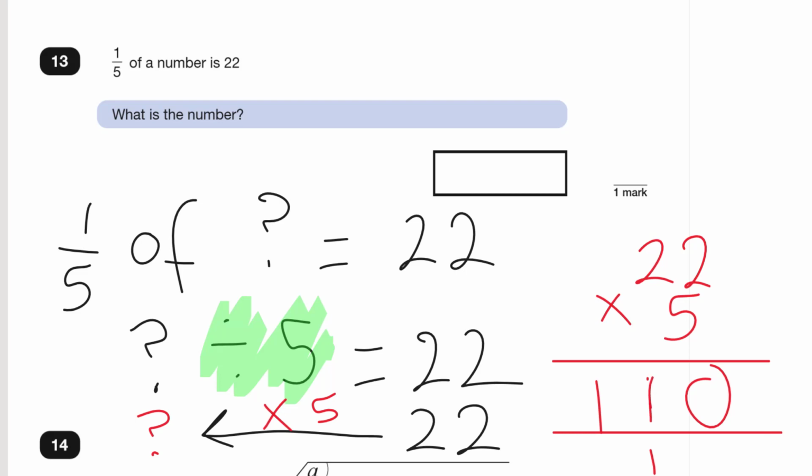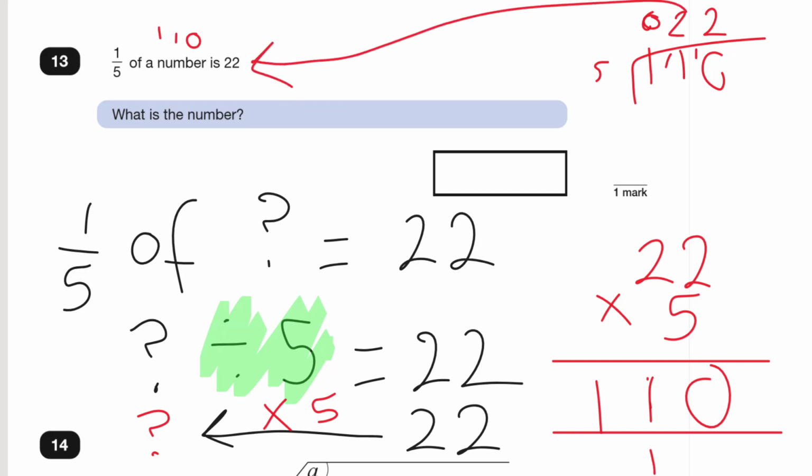And then you can test it out. A fifth of 110 is 22. So if we had 110 and we divided it by 5, 5 into 1 doesn't go. 5 into 11 goes twice with 1 remainder, and 5 into 10 goes twice. So we can see that that does add up, that matches. So our answer is 110. Remember, if you do all of that, to put the right answer back into your answer box.